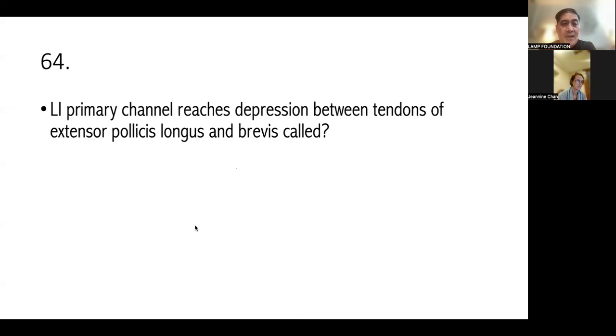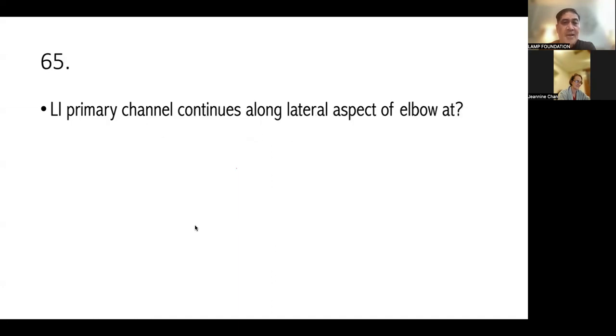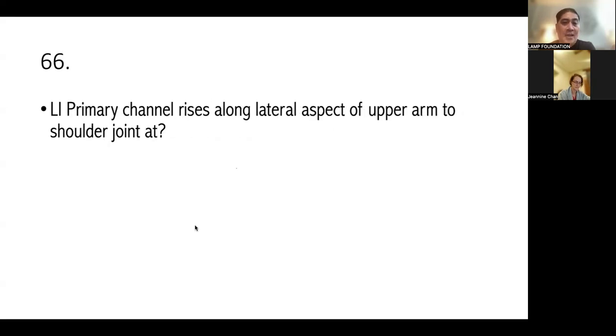Very good. The LI primary channel reaches a depression between the tendons of extensor pollicis longus and brevis. The anatomical snuff box. It's also LI5. Okay. This is the stop smoking point. Yes. LI primary channel continues along the lateral aspect of the elbow at what point? At LI11. The LI primary channel rises along the lateral aspect of the upper arm to the shoulder joint at?